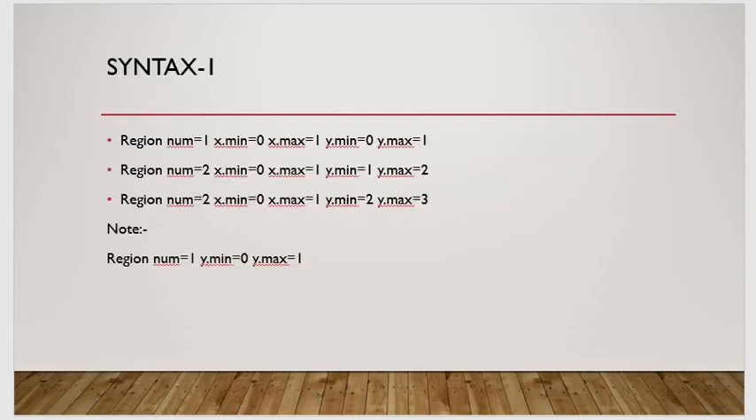So the first syntax, like this is one syntax, first syntax. I will explain what this syntax means for a beginner. Syntax one: the first way is region number one equal to, x.min equal to 0, x.max, and y.min and y.max. You have to define it this way.